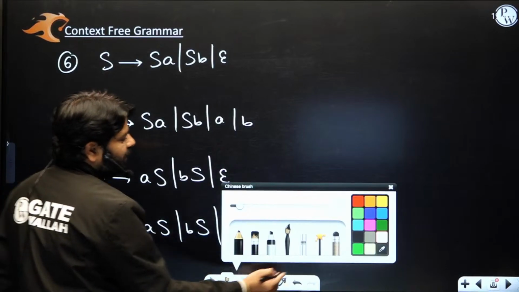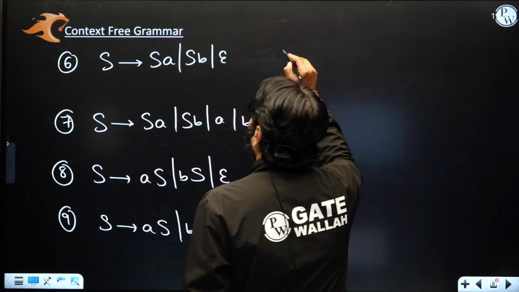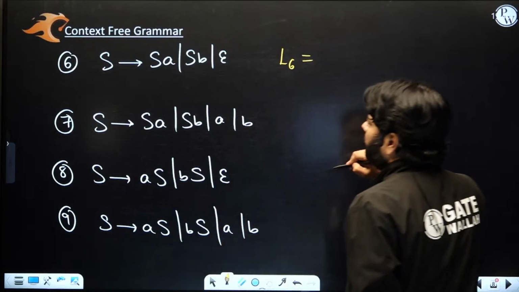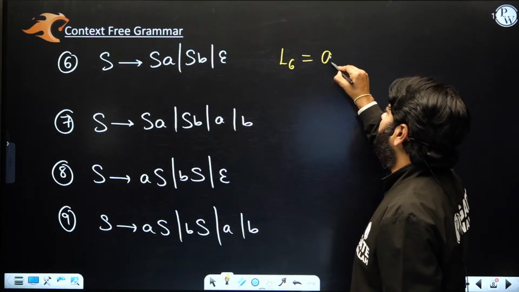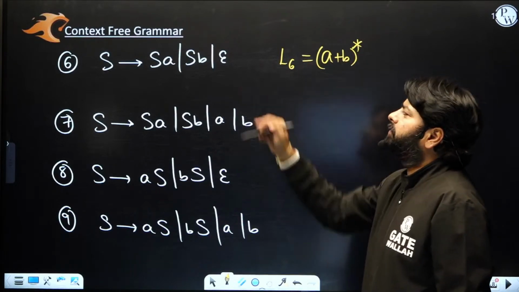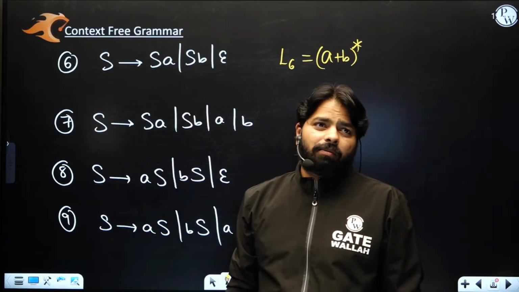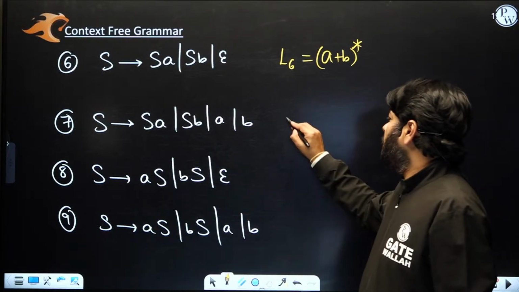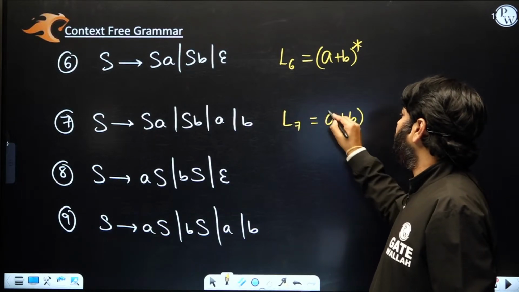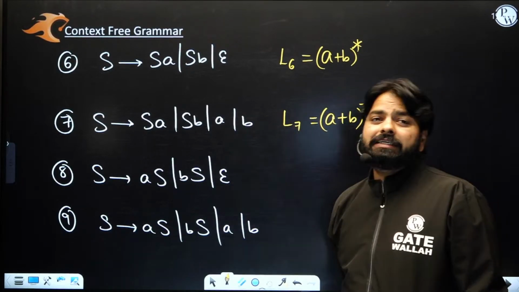Now, each grammar represents some language, right? What is that language? Here it is (A plus B) whole star. In case you have not remembered this, you should be aware of it. It can generate any string over A comma B. That's correct, Sima. Yes. And now L7, which is (A plus B) whole plus, because epsilon you can't generate now, but any sequence you can generate.